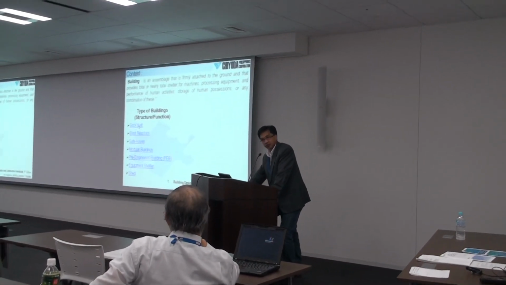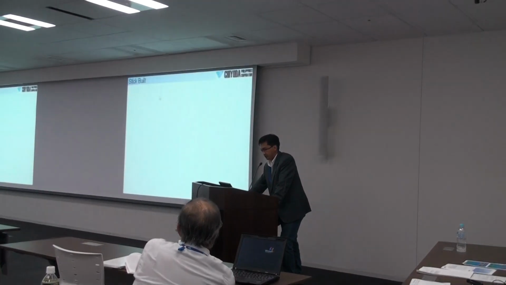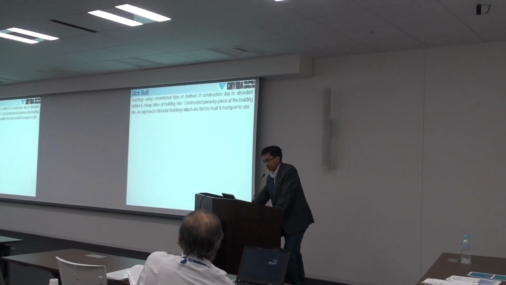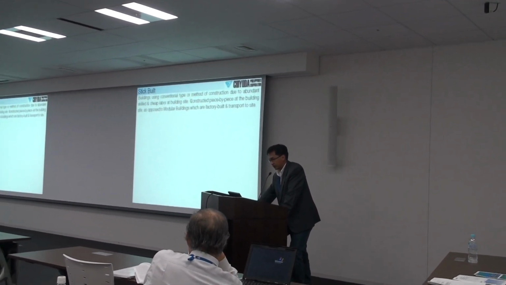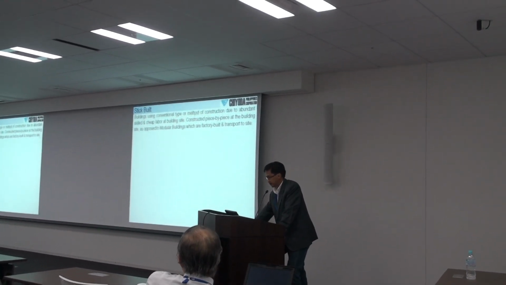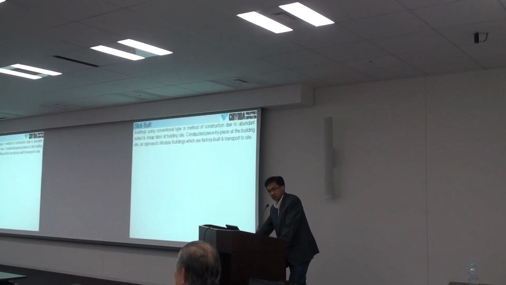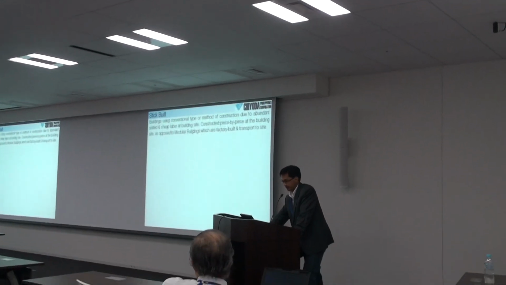The first one is the stick build. This is the common type of building. These are conventional buildings, using the conventional method of construction due to the abundant, skilled, and cheap labor at the building site.